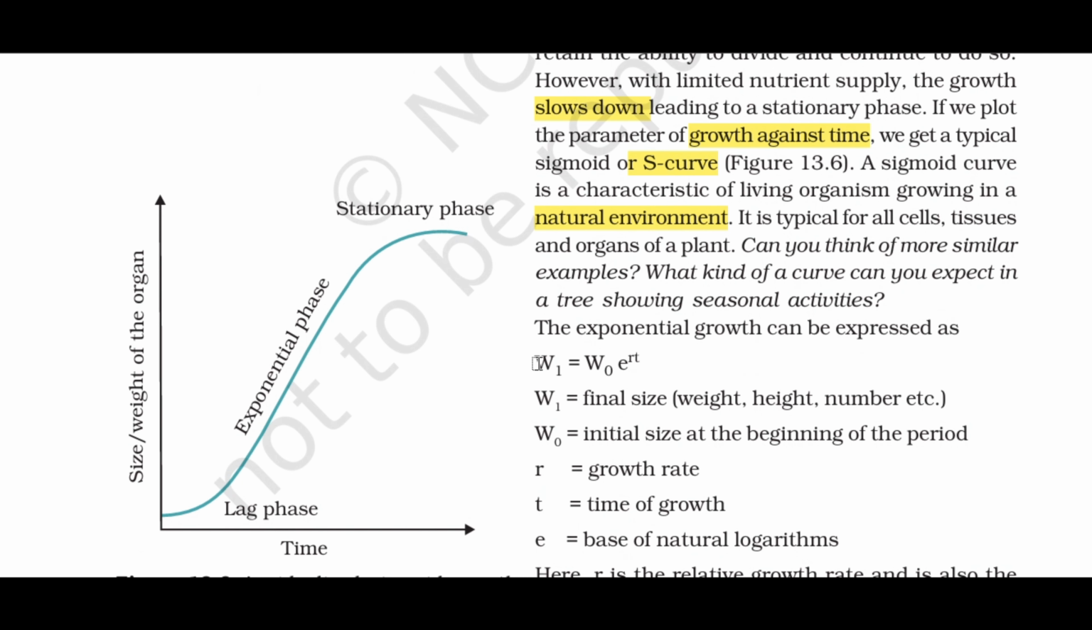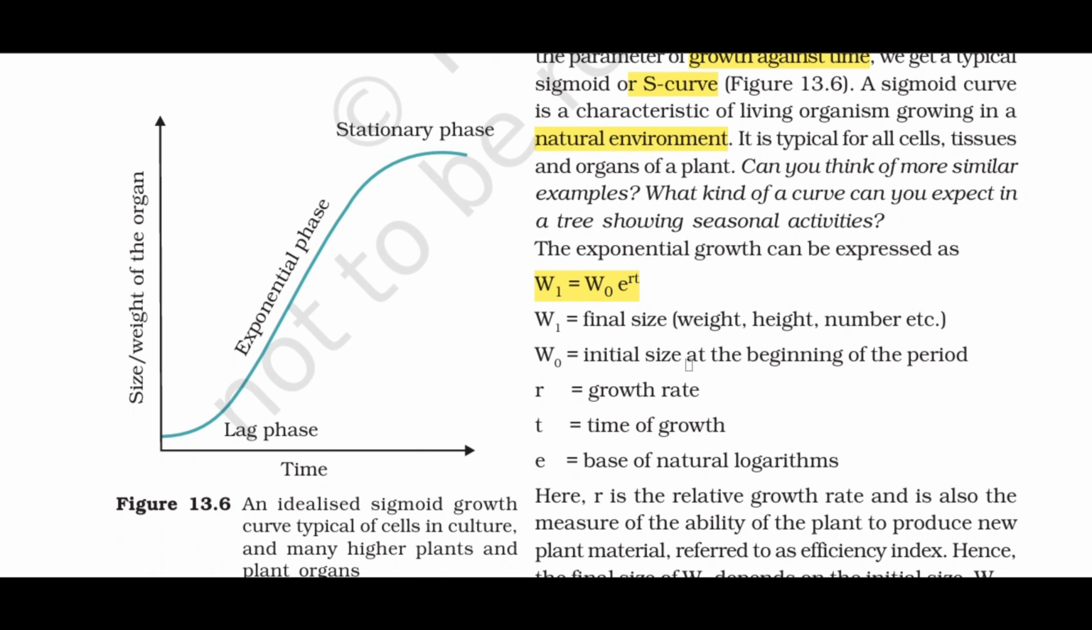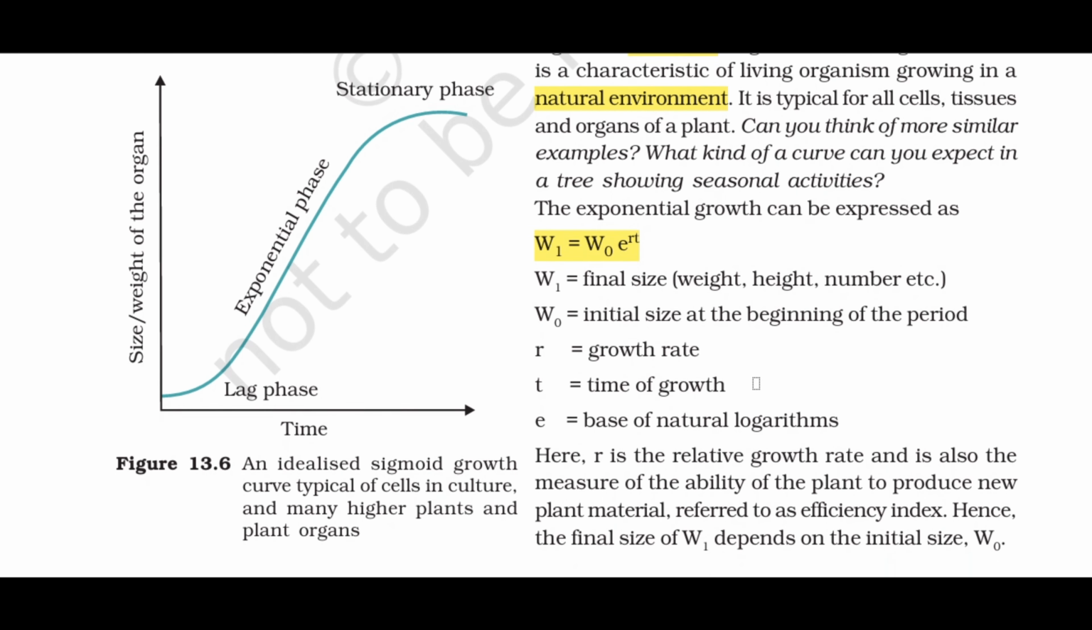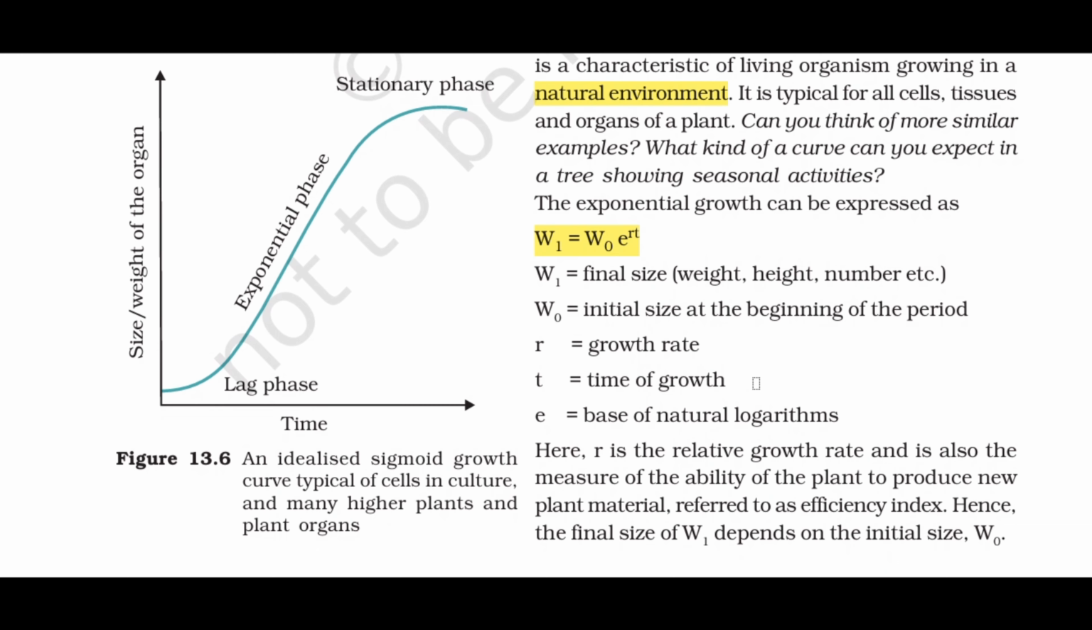The exponential growth can be expressed as W1 = W0 e^(rt). W1 is equal to final size, weight, height, number, etc. W0 is equal to initial size at the beginning of the period. r is equal to growth rate. t is equal to time of growth. e is equal to base of natural logarithms.